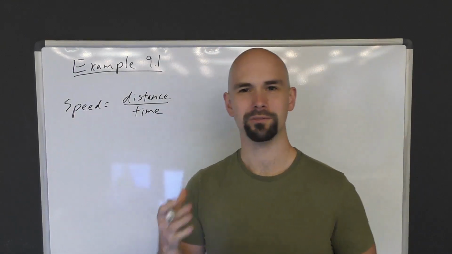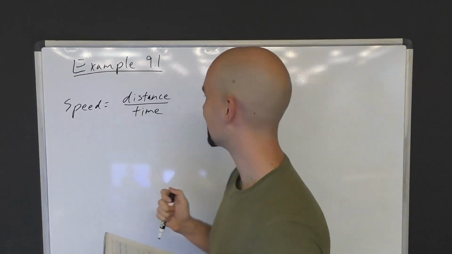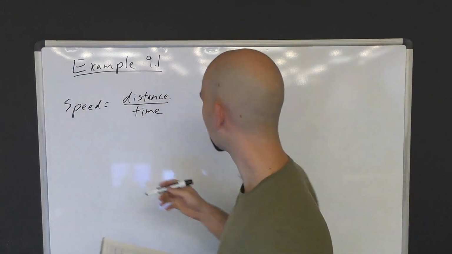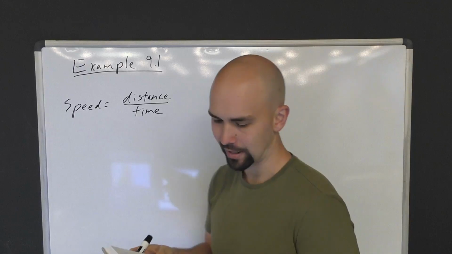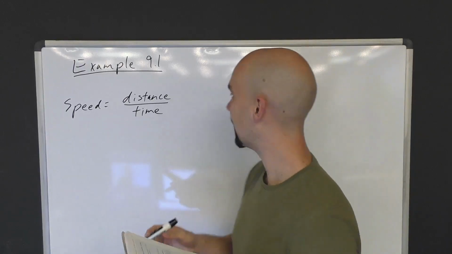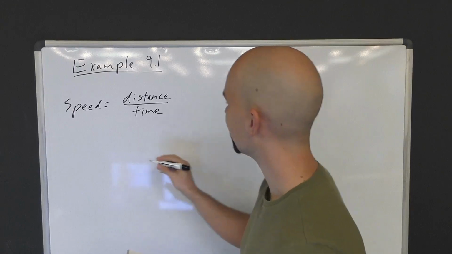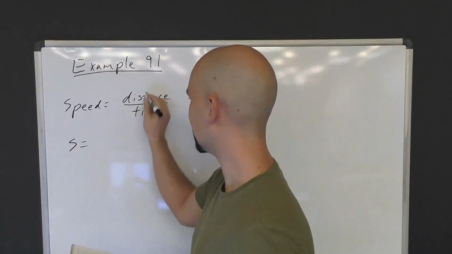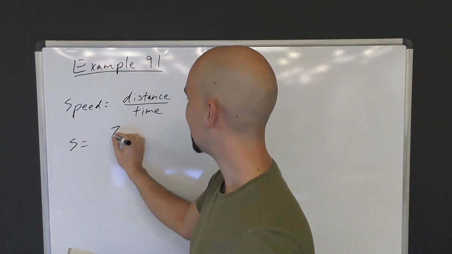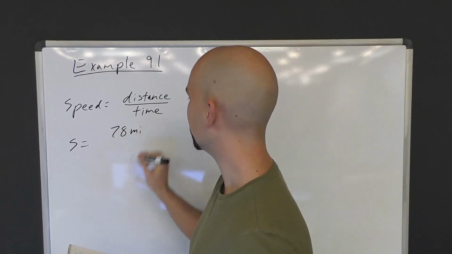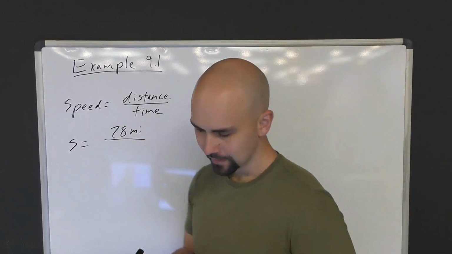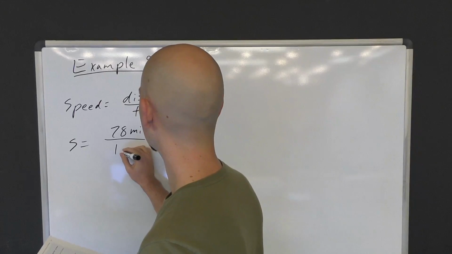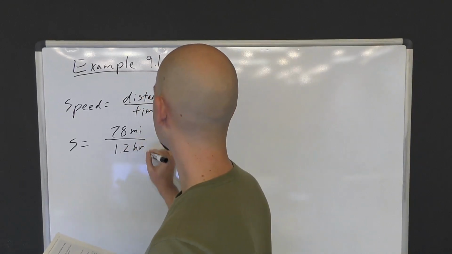You always want to use the formula whenever you can in math because then you can just plug in the information in the proper places where it's labeled in the formula. All right, so it says that a car travels 78 miles down the highway. So we know our distance is 78. So I'm going to write S equals and then 78 miles, always include your units, in place of distance. And it says it takes 1.2 hours to get there, divided by 1.2, and then the unit hours.